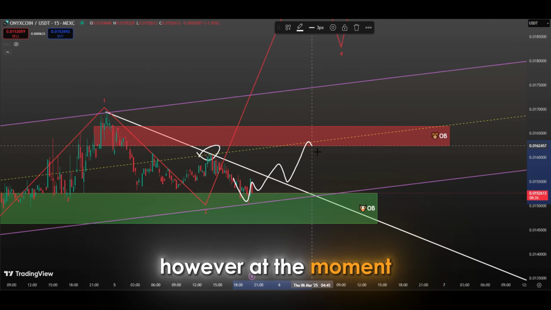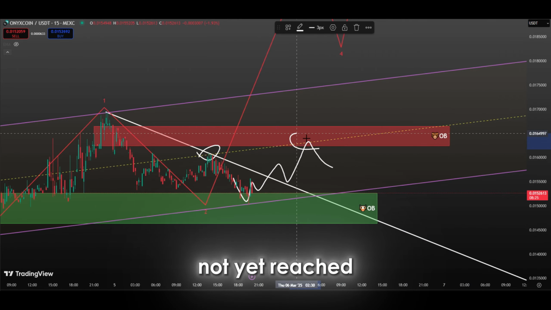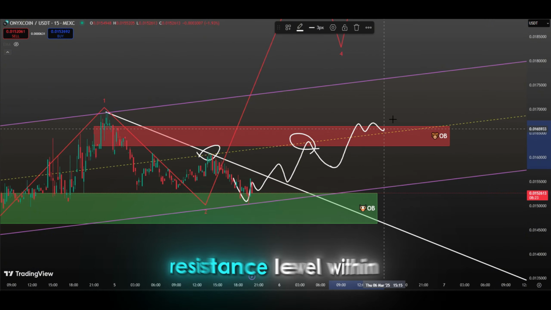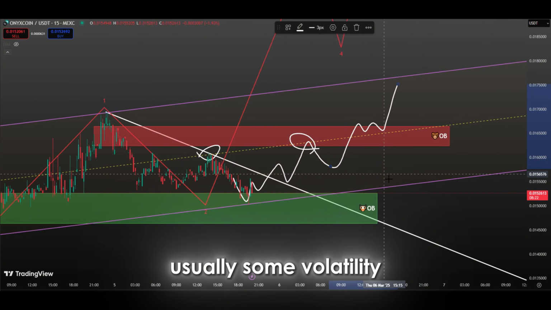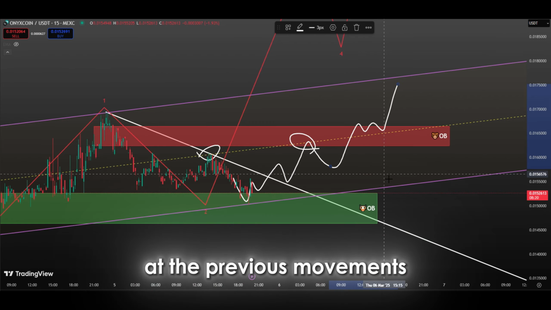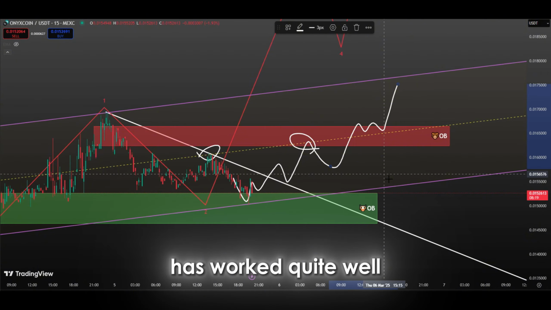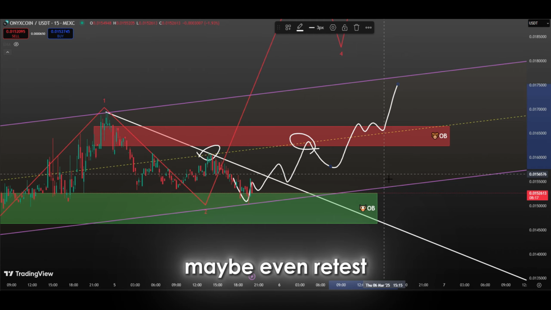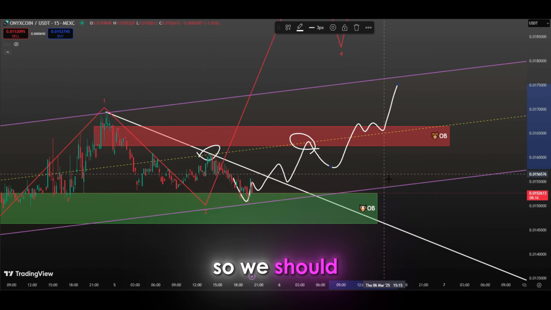However, at the moment, we see that the price has not yet reached the middle band. This middle band works like an intermediate resistance level within the channel, and there is usually some volatility or indecision when the price approaches it. When we look at the previous movements, we see that the middle band has worked quite well. So once the price reaches it, it may linger there for a while, maybe even retest and gather strength. So we should watch to see if the price will break it when it reaches the mid-band.